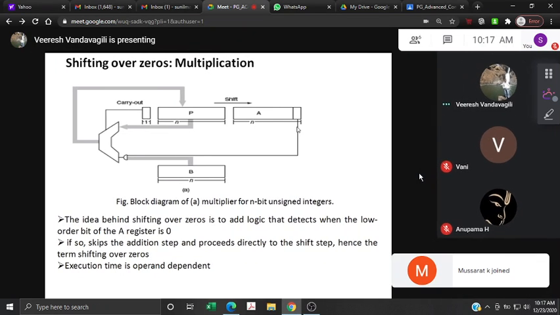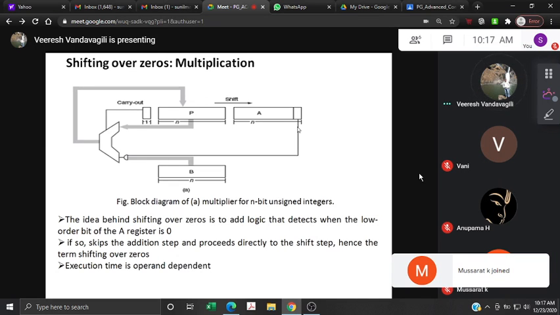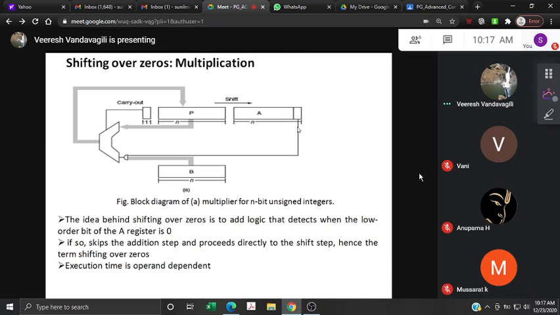As our friend explained, this is a multiplication operand. In this multiplication there are two operands, A and B, placed in registers called A and B. The multiplication steps: we consider the LSB, the last bit of A. If it is equal to 1, it adds B with P and stores the result in P. If it is 0, then it doesn't do the operation.